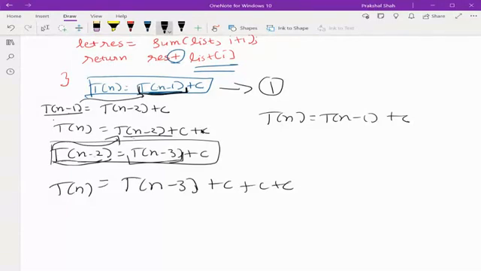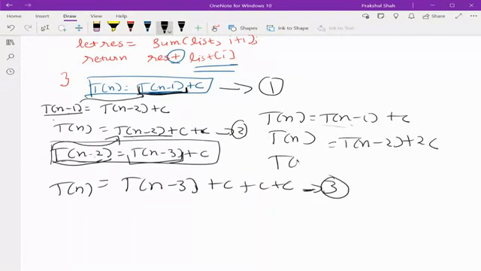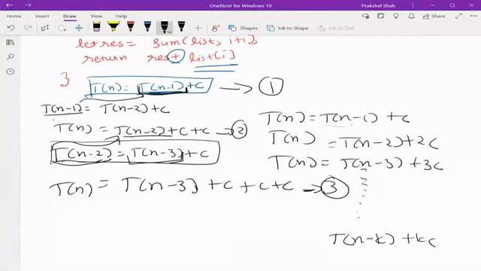So in the first case, I got T of n minus 1 plus C. Everything is correct, nothing wrong. In the second scenario, I'll get T of n minus 2 plus 2C. In the third scenario, I got T of n equals T of n minus 3 plus 3C. So can I continue this? I'll continue this till it becomes T of n minus k plus kC, right? Everyone?